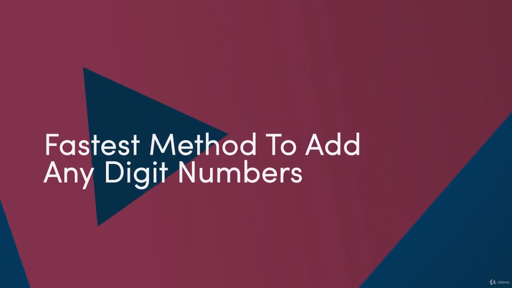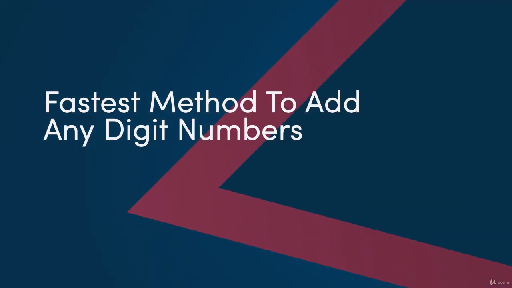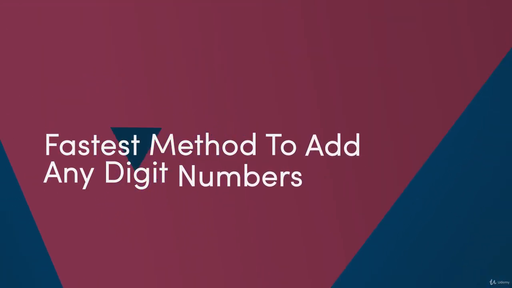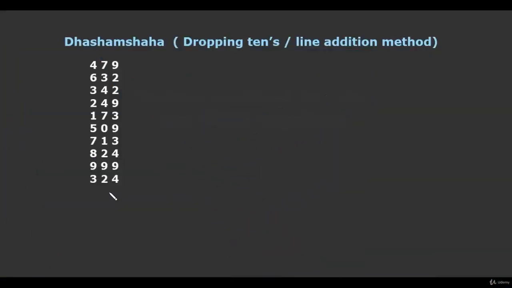After learning addition of single digit numbers and two digit numbers, I hope you are going to find addition of any digit numbers easy with the dropping tens method. Let's do this example of addition of three digit numbers. The technique is the same. We will start from the bottom going upward, and whenever the sum becomes more than 10 or 10, we will drop the 10 and we will carry the remainder to the next number.